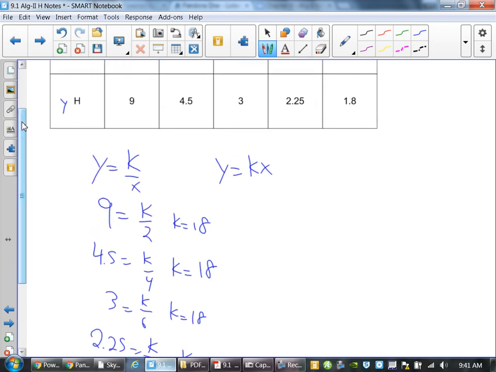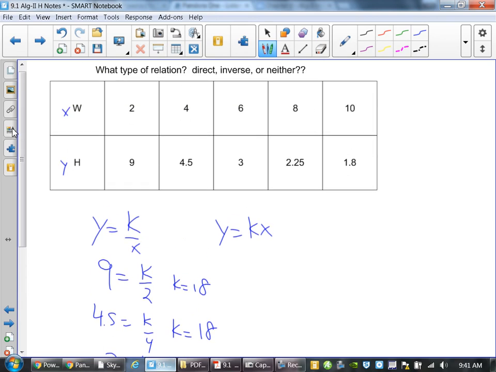So do we even need to bother checking to see if it's going to be a direct variation then? Obviously we found out that this is an inverse variation with a k value of 18. So what we would do is then, this is an inverse variation, and the equation would be y equals 18 over x. And that's what it would look like. Just taking data from the table and trying to see what model, if you will, it falls into.